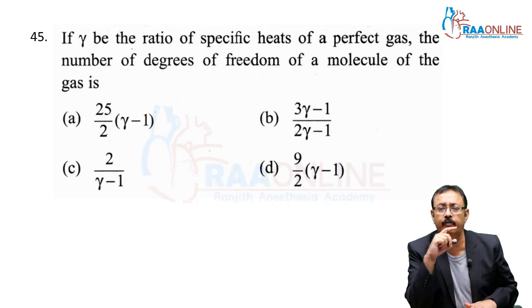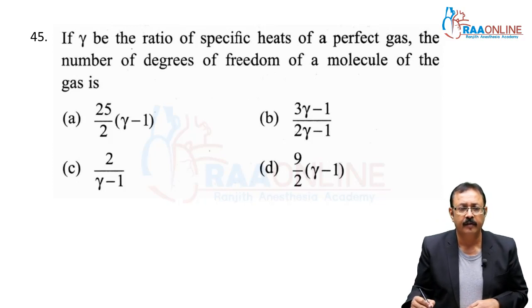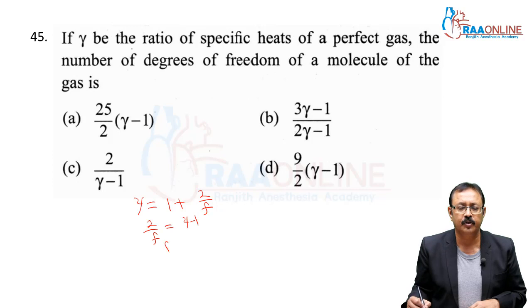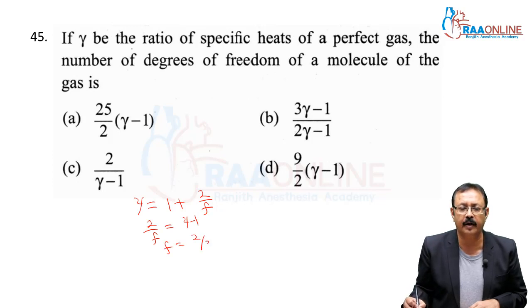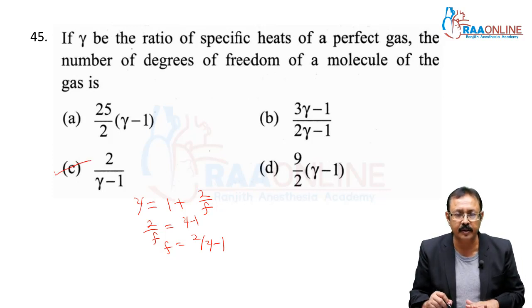If gamma is the ratio of specific heats of a perfect gas, the number of degrees of freedom of a molecule of the gas is... We know that gamma is 1 plus 2 upon F. So 2 upon F is gamma minus 1, and F should be 2 upon gamma minus 1. So we are going with option C.